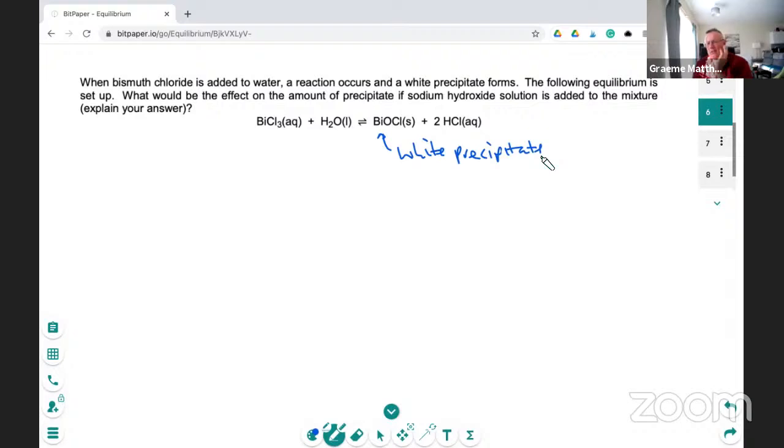Oh, hold on. All right, sodium hydroxide. Thinking about sodium hydroxide, the first thing I would ask is, what exactly can sodium hydroxide react with? The HCl. Sodium hydroxide is alkaline, HCl is an acid, and acid and base give me salt plus water.